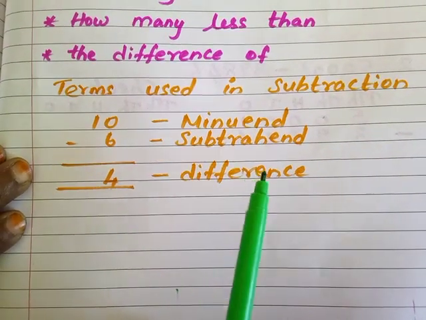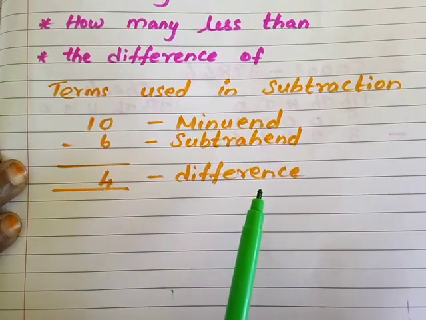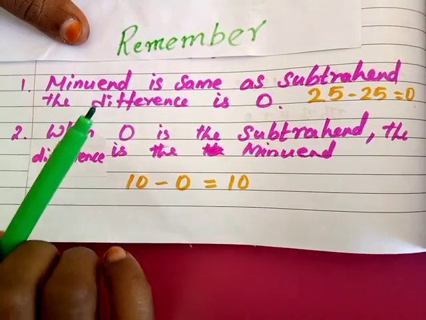The answer of addition, what did we say? Yeah, it is sum. So the answer of subtraction is called difference. These are some points to remember.